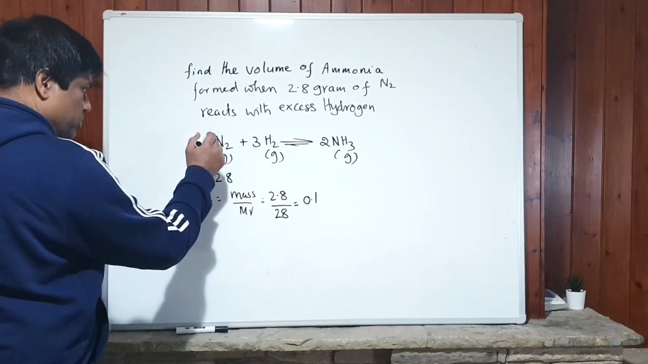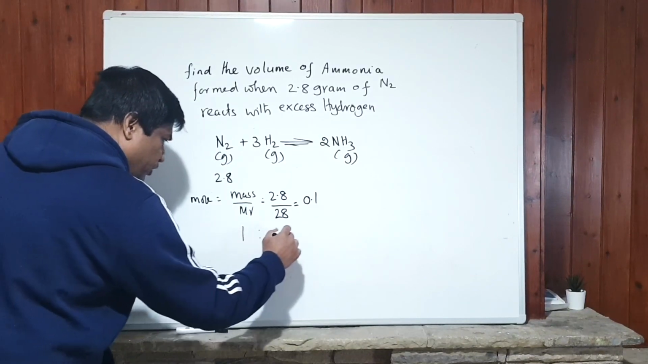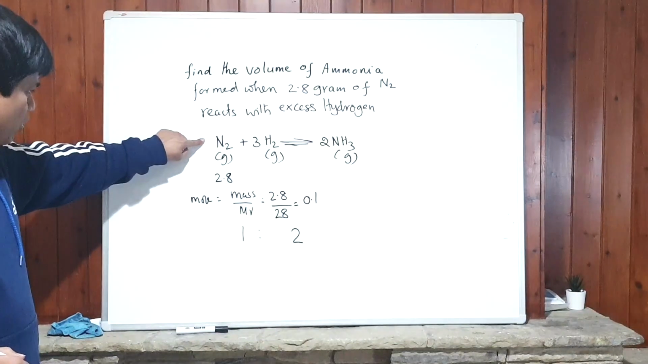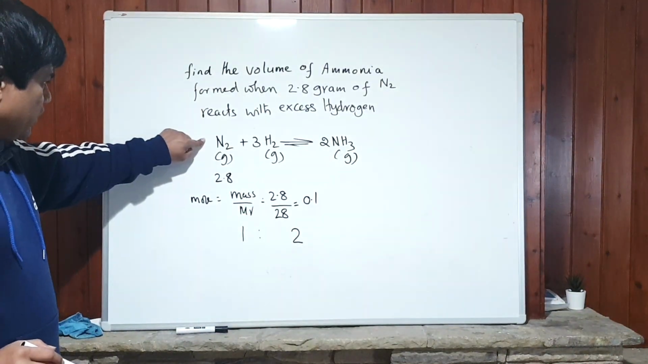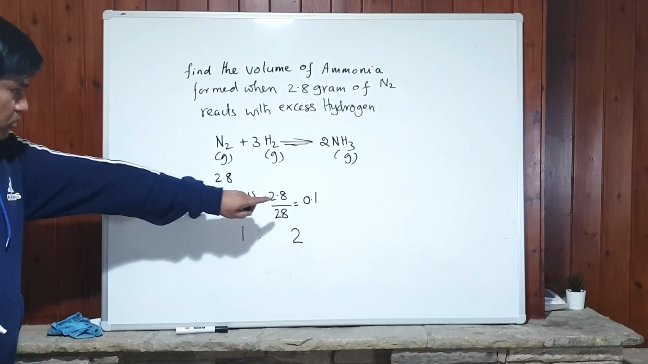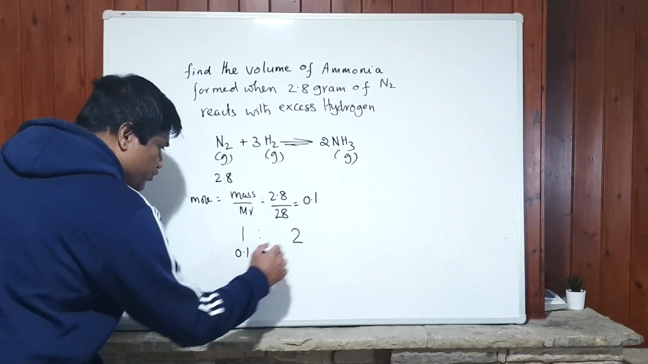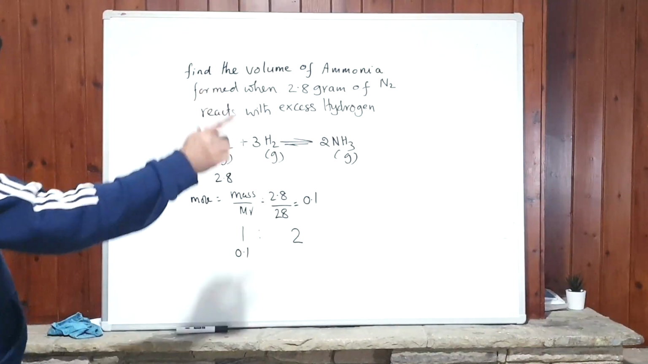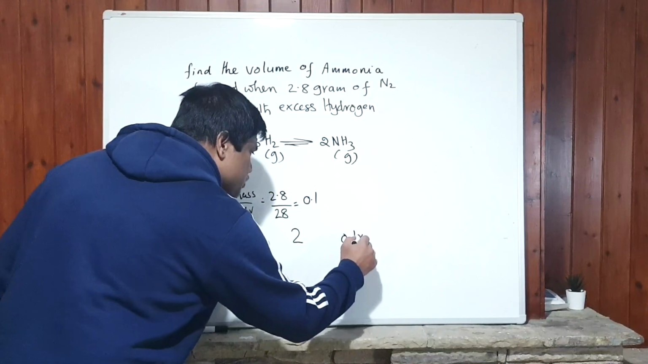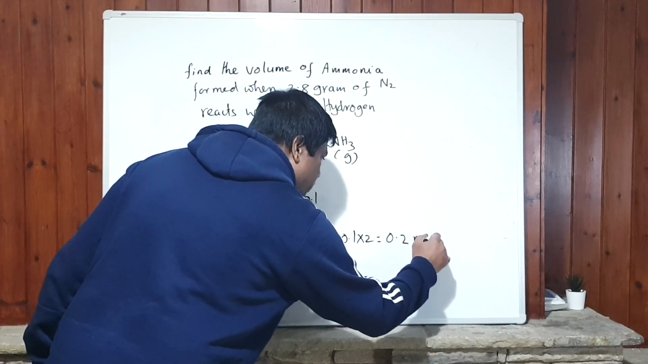The molar ratio between nitrogen and ammonia is 1:2. That's the theoretical molar ratio, which is 1 mole of nitrogen reacting to form 2 moles of ammonia. And whatever moles you got just now, 0.1, you have to times by 2 to get the moles of ammonia. 0.1 times 2, 0.2 moles of ammonia.